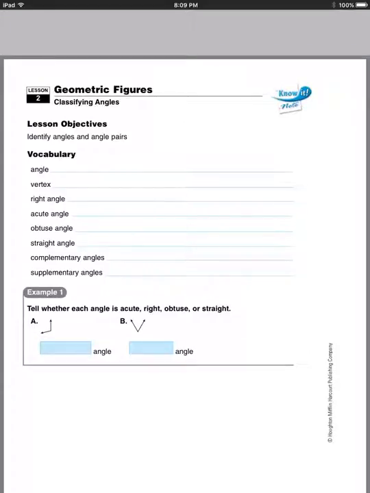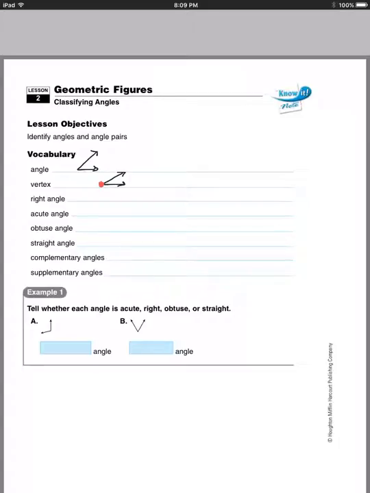Okay, a lot of vocabulary again. An angle is a figure formed by two rays with a common endpoint. So an angle might look like this. Okay? A vertex is on an angle the point where the two sides intersect. So the vertex is that common endpoint, which would be right here.